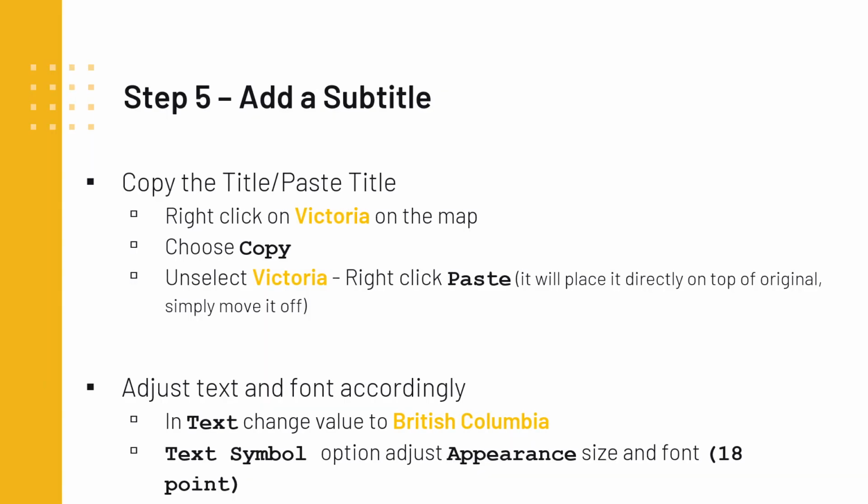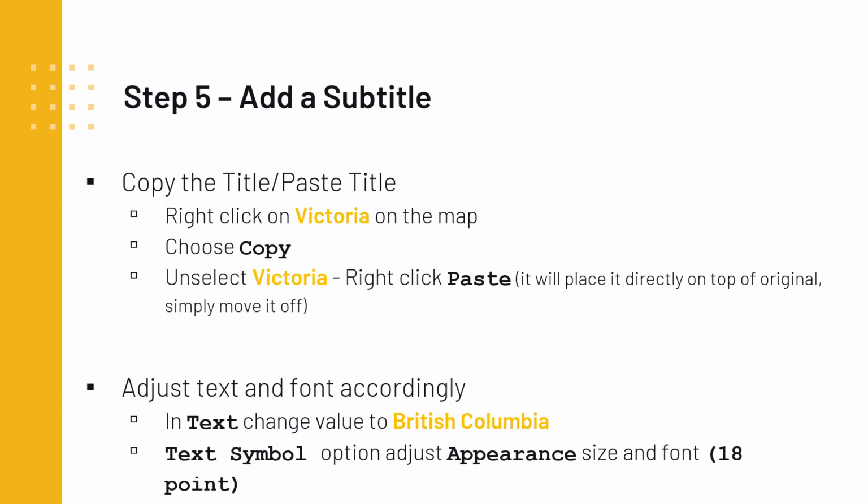Now that we have the title, we want to add the subtitle. The easiest way to do this is to copy and paste the main title, which is Victoria. So right click on Victoria that's on your page. This is going to bring up a pop-up. Choose Copy. Then unselect Victoria and click on some other location on your map and right click and choose the Paste option. Then it's going to place it almost on top of the original Victoria, so then just move it off.